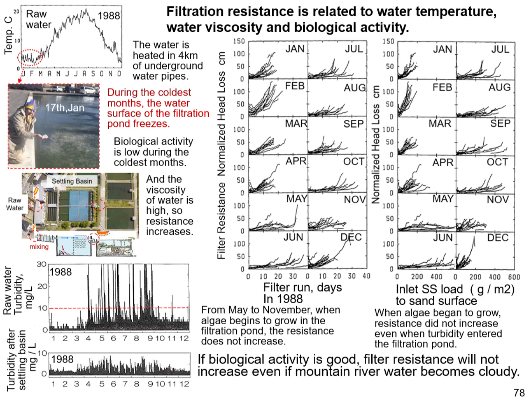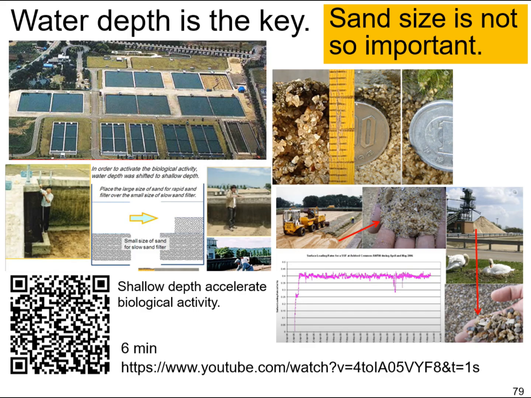From May to November, when algae begin to grow in the filtration pond, the resistance does not increase. When algae began to grow, resistance did not increase even when turbidity entered the filtration pond. If biological activity is good, filter resistance will not increase even if mountain river water becomes cloudy. Water depth is the key.